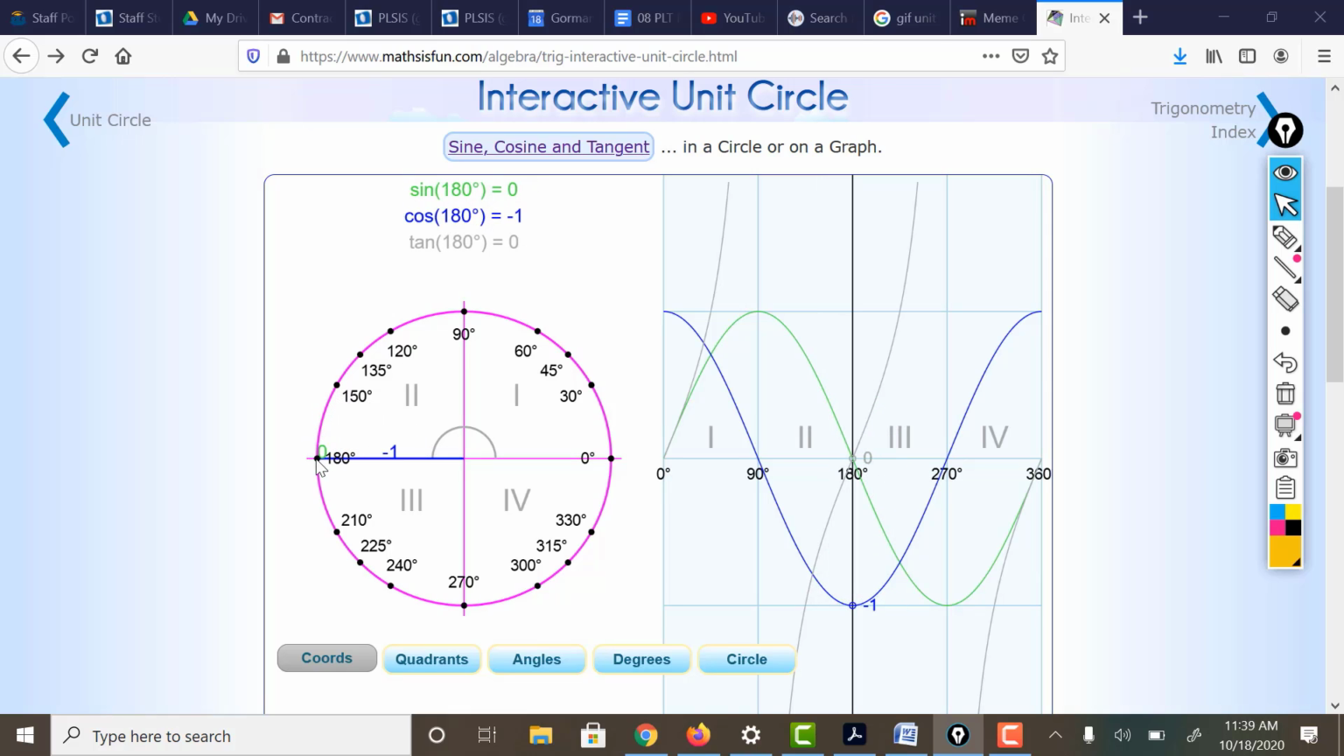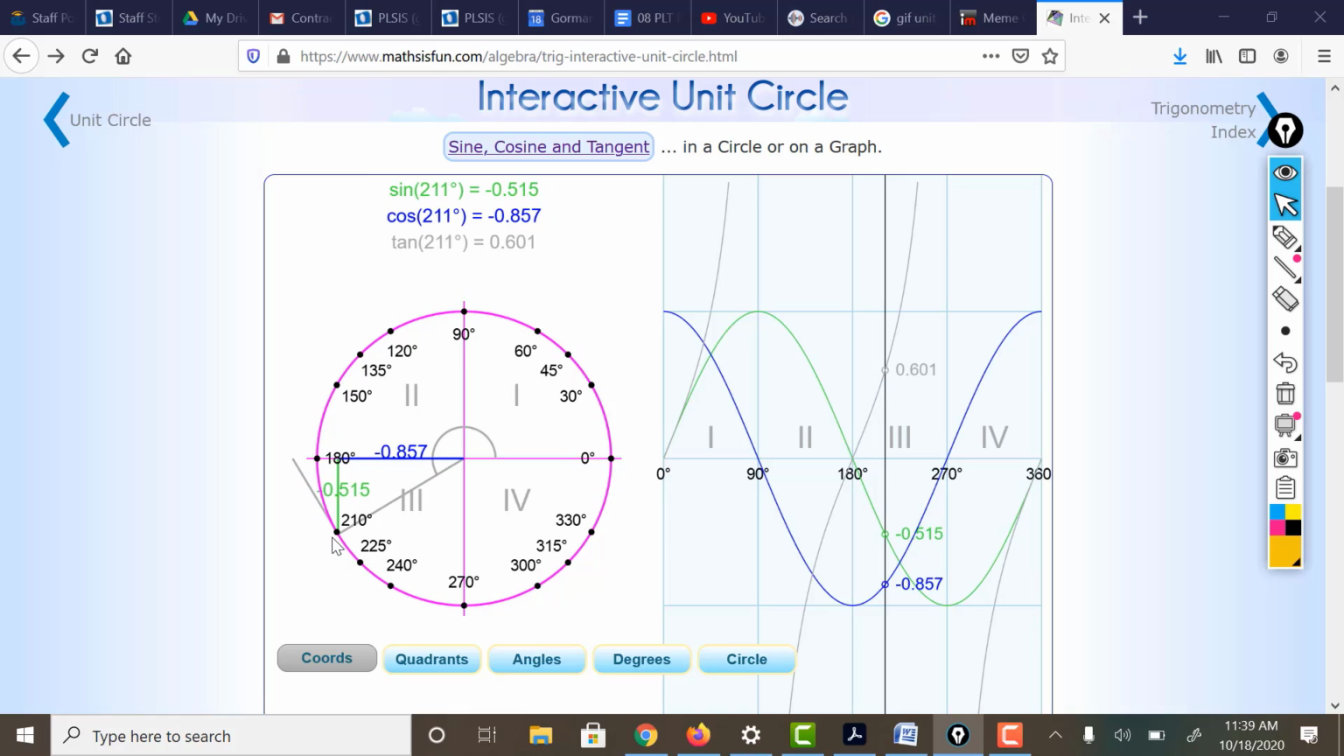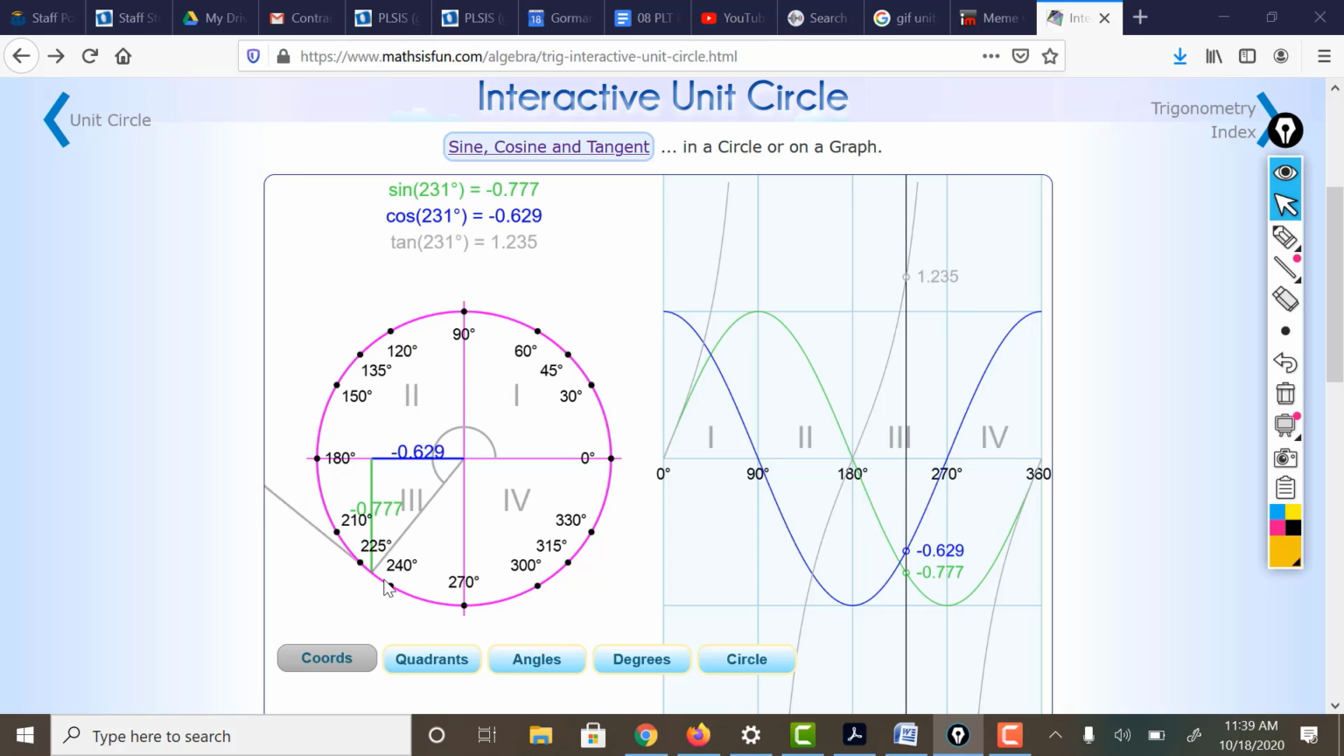In quadrant 3, you'll notice now that they're both negative. Now my y values, my sine values are getting larger, my x values are getting smaller. Both of them are in a negative region.